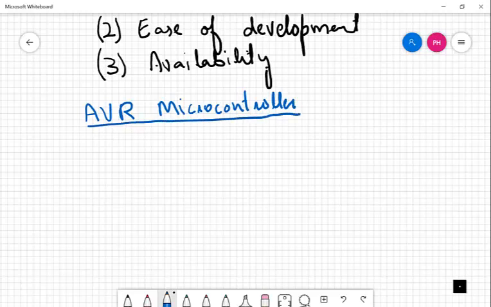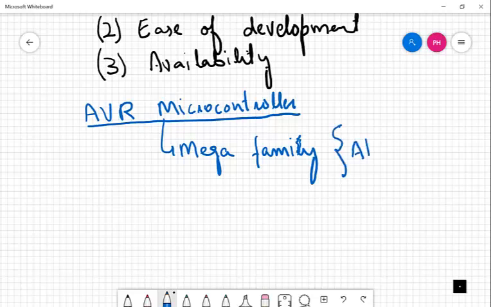First thing, AVR microcontroller is not a single microcontroller, it's a family of microcontrollers. There are hundreds of microcontrollers available in this family, and they are broadly classified into five categories: classic AVR, Mega, Xmega, Tiny, and special purpose AVR microcontrollers. In this class, we'll be discussing the Mega family, and in the Mega family, we'll be discussing the ATmega328.